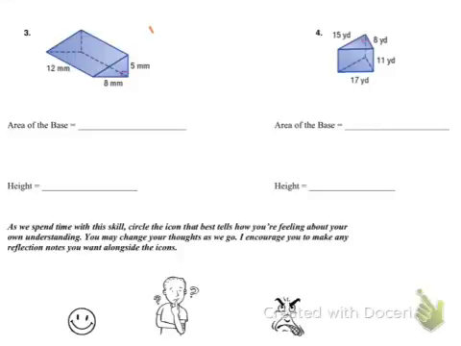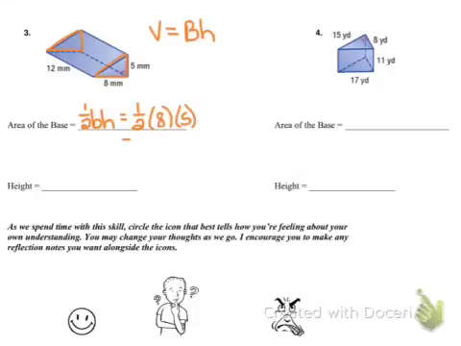So in this case, volume still equals area of the base times the height, but in this case, our bases are triangles. So remember, to find the area of a triangle, we do 1/2 base times height. So in this case, that's 1/2 8 times 5. Half of 8 is 4, so 4 times 5, and that's 20. So the area of our base is 20 square millimeters.